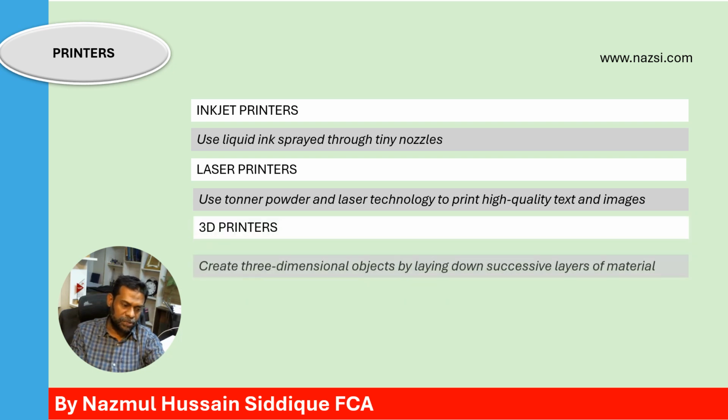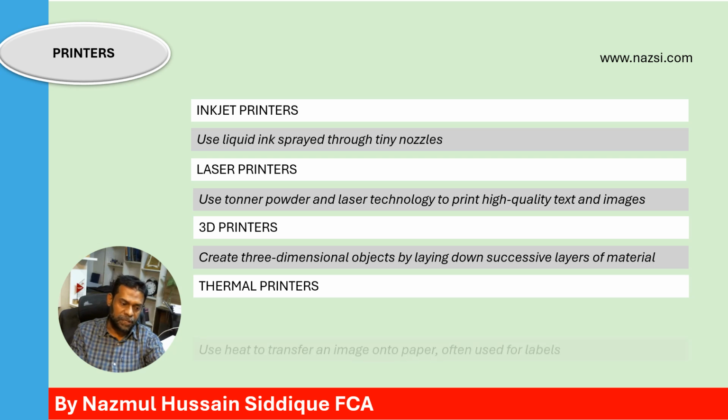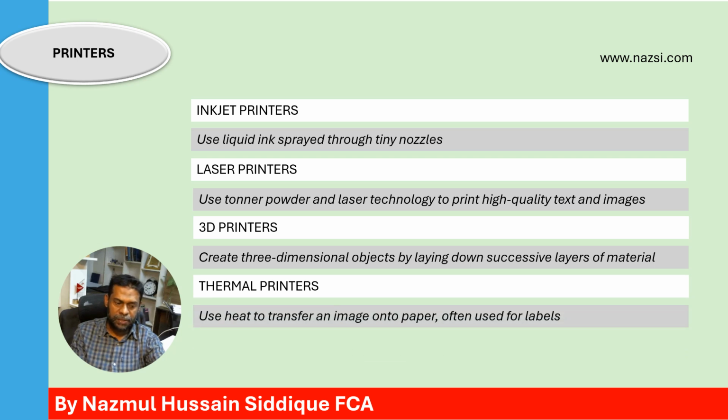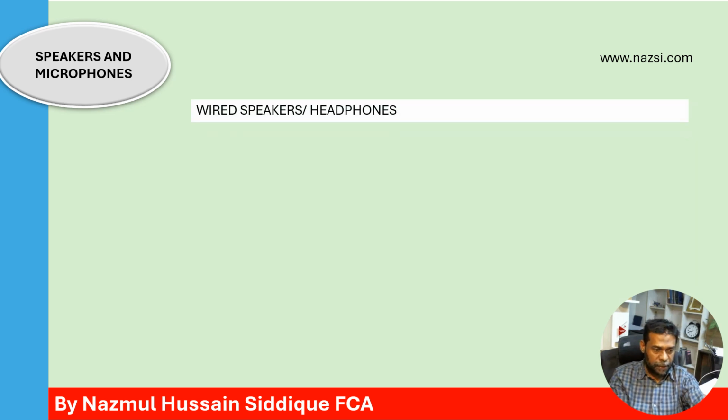3D printers. 3D printers create three-dimensional objects by laying down successive layers of material. Then thermal printers. Thermal printers use heat to transfer an image onto paper, often used for labels. Speakers and microphones are also important output devices for audio information transformation.